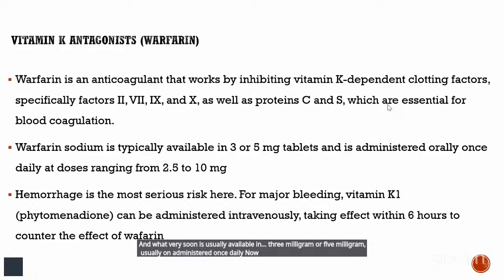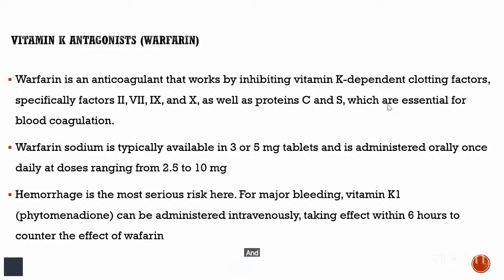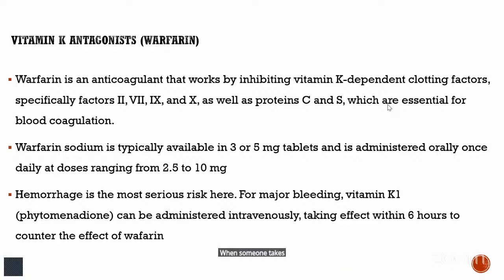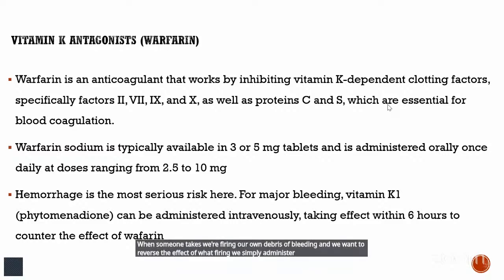Now, one of the major problems with warfarin is that most people who take it run the risk of bleeding, and you must always monitor your international normalized ratio, INR. It's a way of monitoring if you run the risk of bleeding when taking warfarin. Just like we said about heparin, when someone takes warfarin and runs the risk of bleeding, and we want to reverse the effect of warfarin, we simply administer a vitamin K compound, usually known as phytonadione.